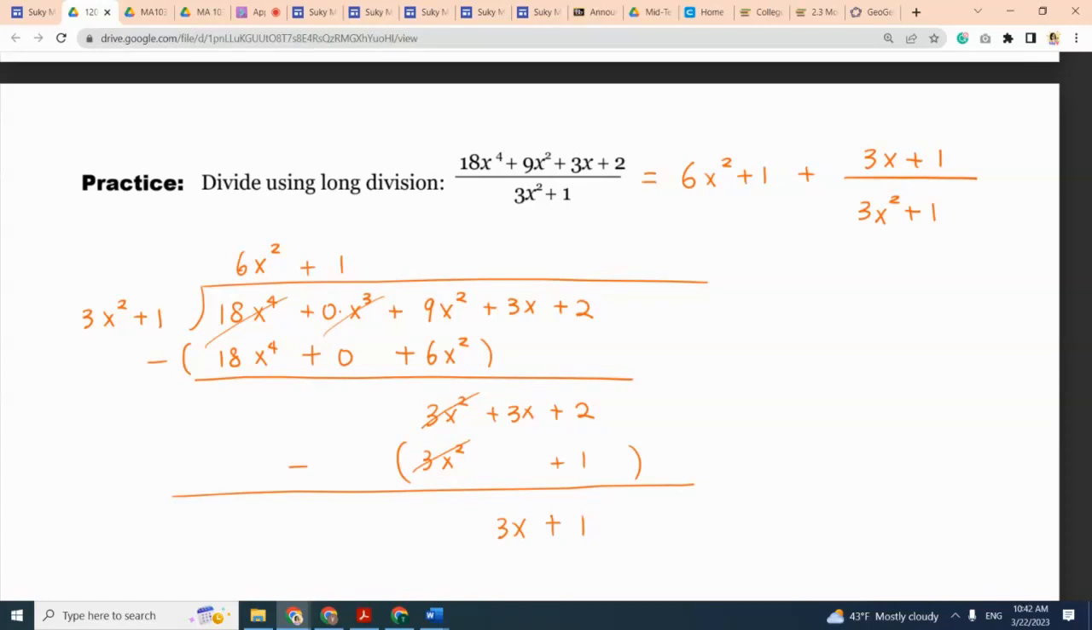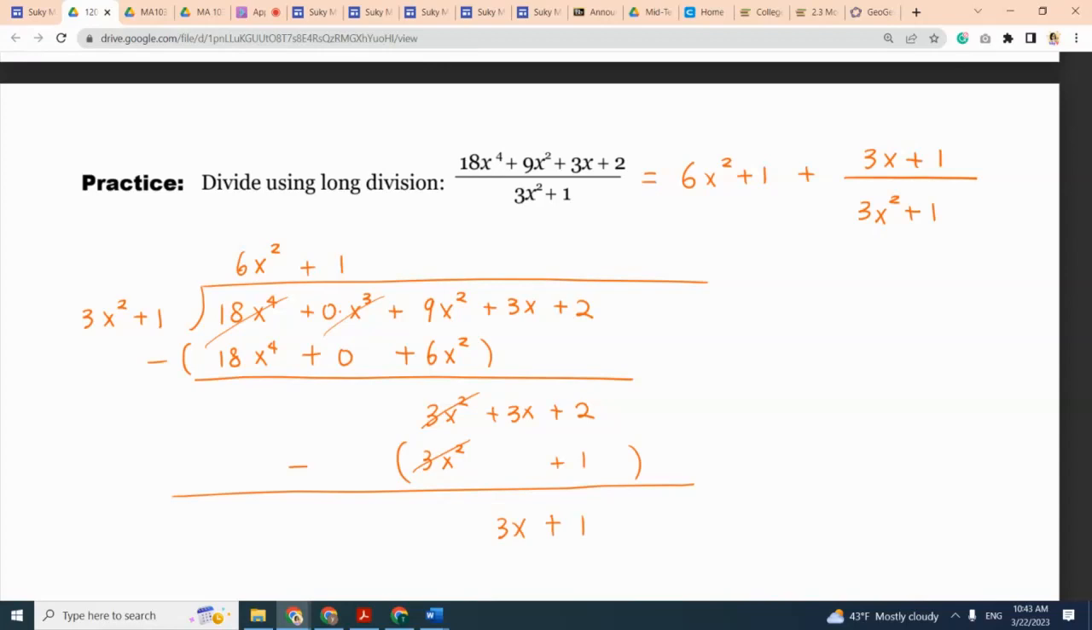You put the 1 under the 2. Don't put it under the x. Then 3x squared minus 3x squared, so on. So you get 3x. 2 minus 1 is 1. So therefore, the quotient is 6x squared plus 1, plus the remainder, 3x plus 1, over the divisor.